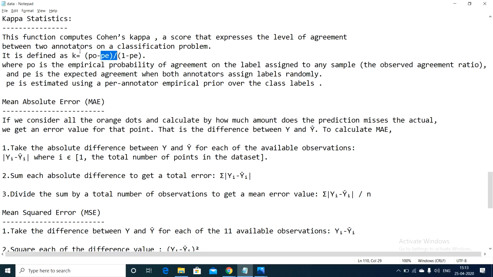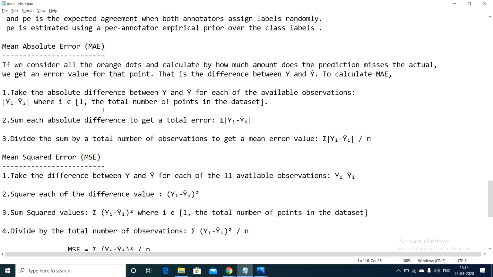So if you give our data set, our data values, what this kappa statistics will do is find the agreement between two annotators in our data set. It will calculate using the formula P naught minus PE divided by 1 minus PE. You need to know what exactly P naught is and what exactly PE is. That is enough for us. So what exactly is mean absolute error saying to us?